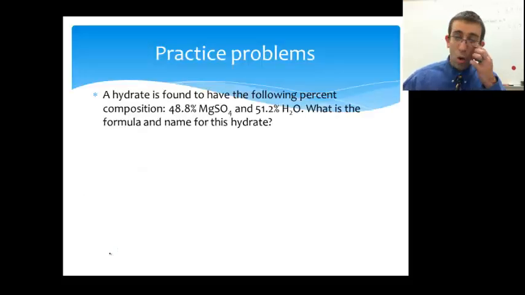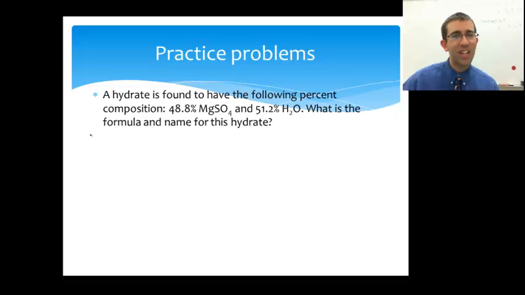And so what you're going to need to know for now is, how do we know how many water molecules are inside of a compound? A hydrate is found to have the following percent composition. You should remember how to do that. So 48.8% magnesium sulfate, 51.2% water. What is the formula and the name of this hydrate?